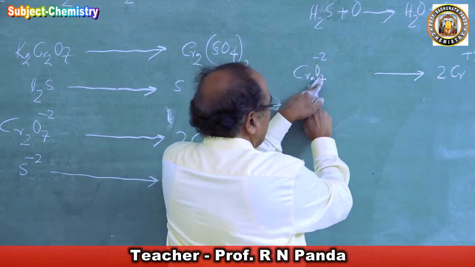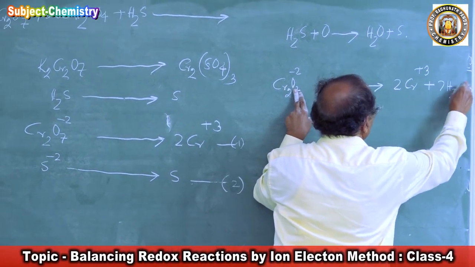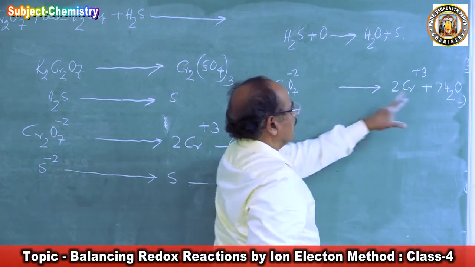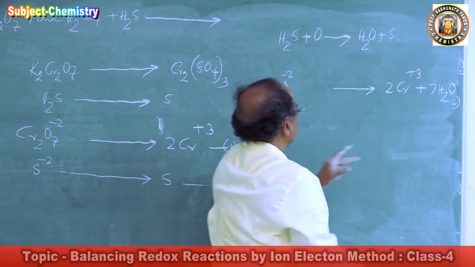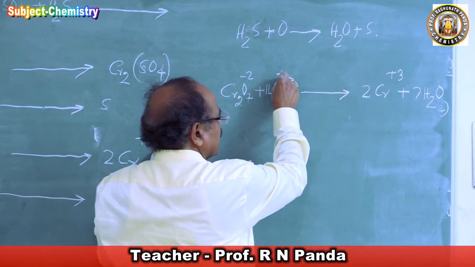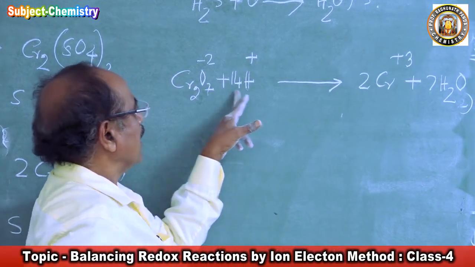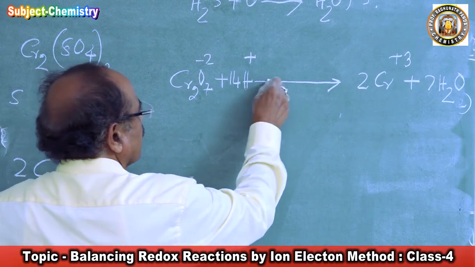So we have 7 oxygen. So balance the oxygen atoms by adding water molecules. Then balance the hydrogen atoms by adding hydrogen ions, 14H plus, because we have 14 hydrogen atoms. Balance the charges by adding electrons.